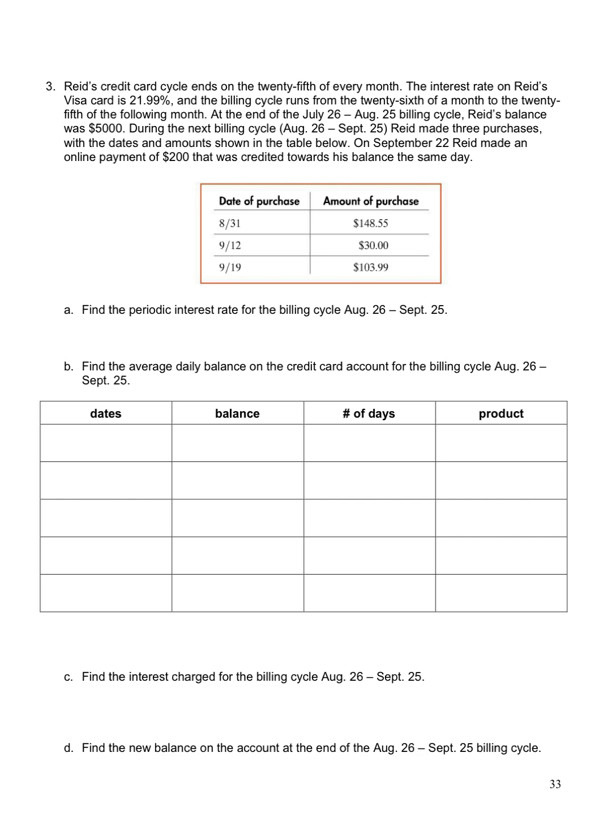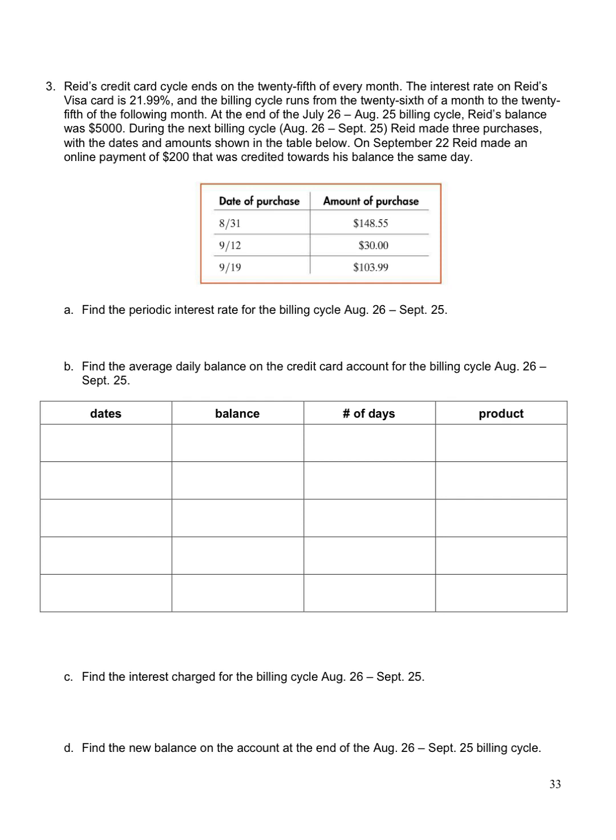Number 3, Reed's credit card cycle ends on the 25th of every month. The interest rate on Reed's Visa card is 21.99%, and the billing cycle runs from the 26th of a month to the 25th of the following month. At the end of the July 26th to August 25th billing cycle, Reed's balance was $5,000. And during the next billing cycle, August 26th to September 25th, Reed made 3 purchases, with the dates and amounts shown in the table below.